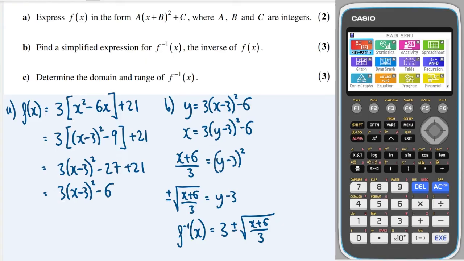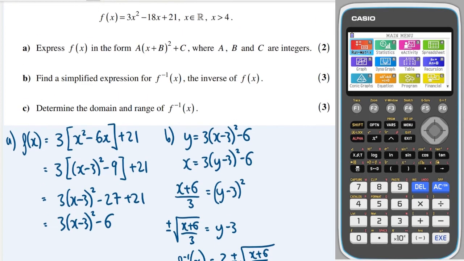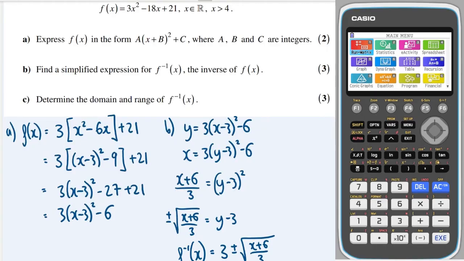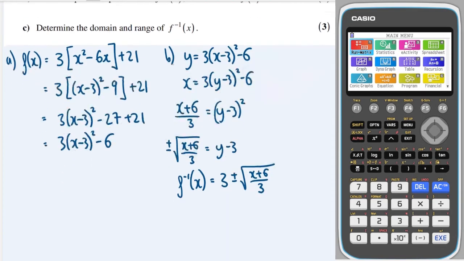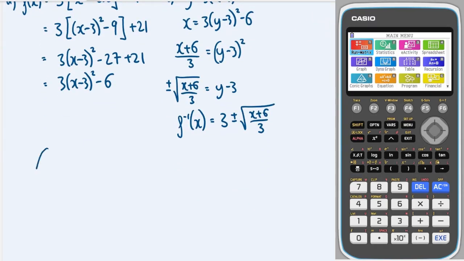And then when we do the inverse of a quadratic, we've got to look at the domain of the original function. So the domain of the original function is that x is greater than 4. Okay, so let's draw a little diagram here, because we're going to be looking at domains and ranges. And we start off with this domain here, that x is greater than 4. And then that allows us to pass through a function of f.